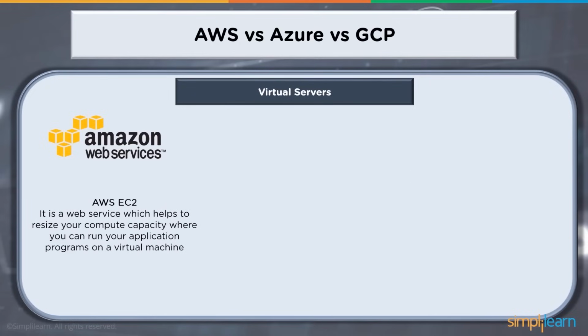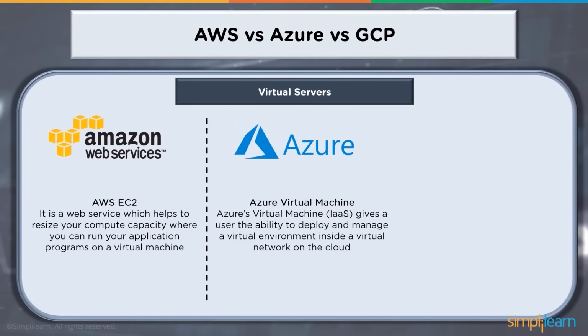When we talk about virtual servers, Amazon's EC2, that is Elastic Compute Cloud, is a web service which basically helps to resize your compute capacity, where you can run your application programs on a virtual machine. Using the EC2 service, you could launch virtual instances that could have any distribution of Linux or Windows. You could have different specifications when it comes to RAM, CPU cores, or disk. You could also decide what kind of storage a particular instance should use, whether the storage should be local to the instance, an elastic file system, or even an object storage.